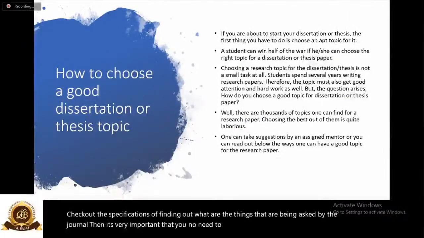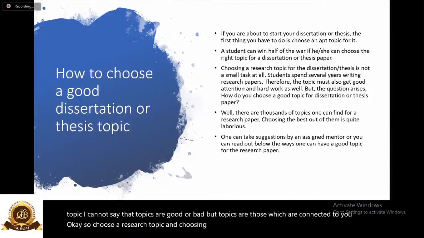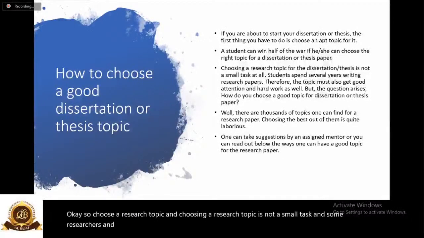Then it's very important that you choose a good topic. Now, what is a good topic? I cannot say that topics are good or bad, but topics are those which are connected to you. So choose a research topic, and choosing a research topic is not a small task, and some people spend a lot of time on it.